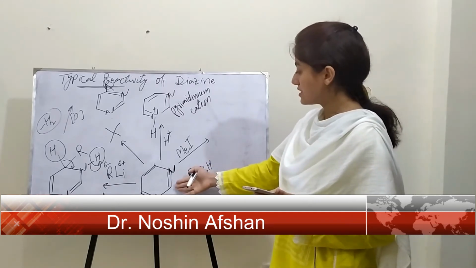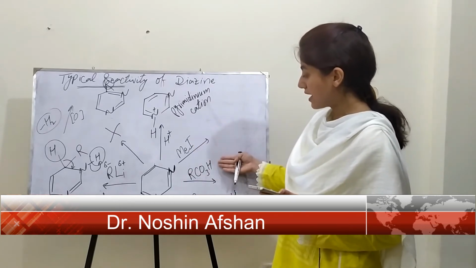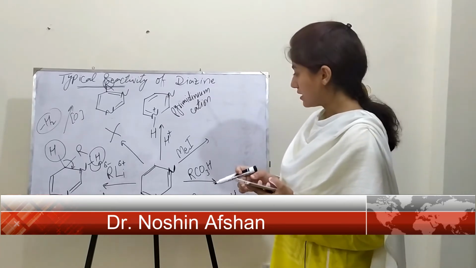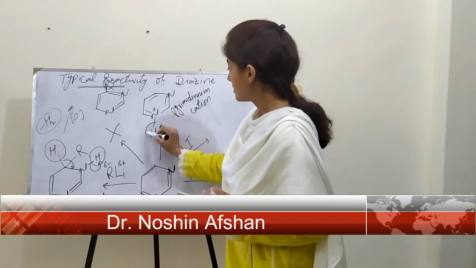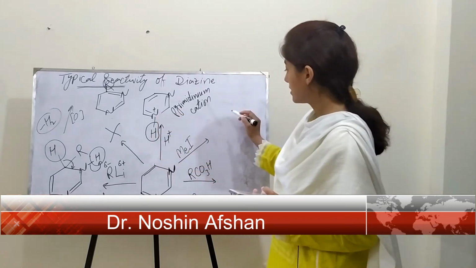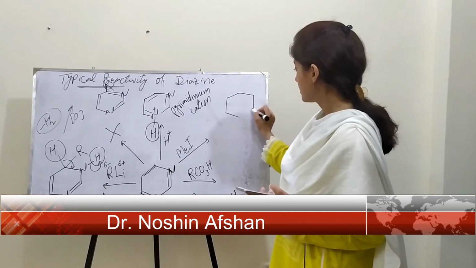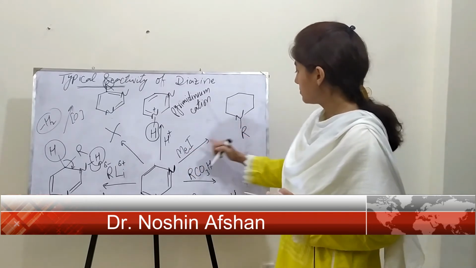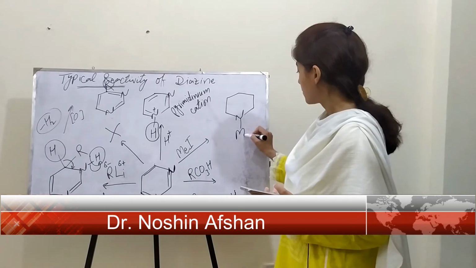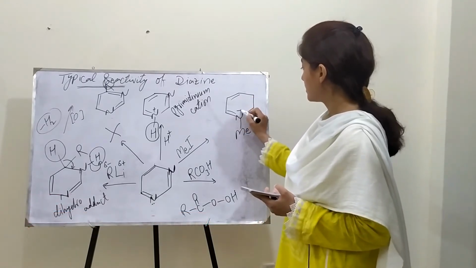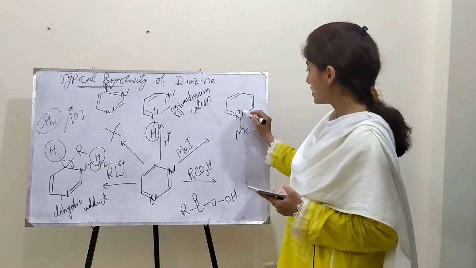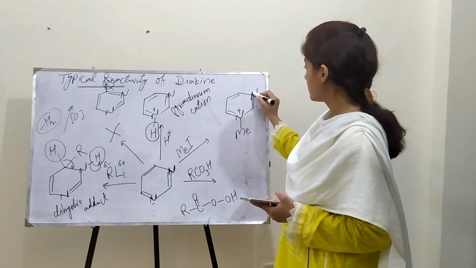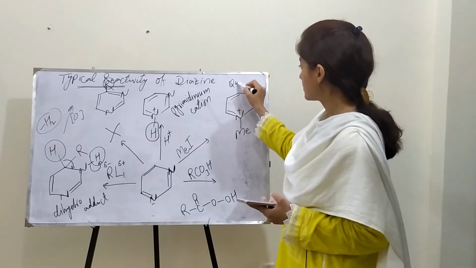So diazines react with these alkyl halides and per acids to form N-alkyl quaternary salts. Same as here, where the proton is attached to this nitrogen, here it would form N-alkyl. That means the alkyl group or this methyl group is attached to this nitrogen, and it would form N-alkyl quaternary salts, because the nitrogen is making 4 bonds over here, so that is why we call it the quaternary salts.